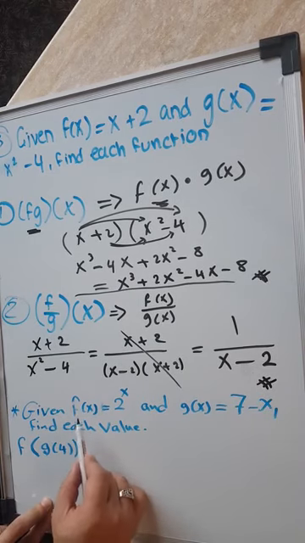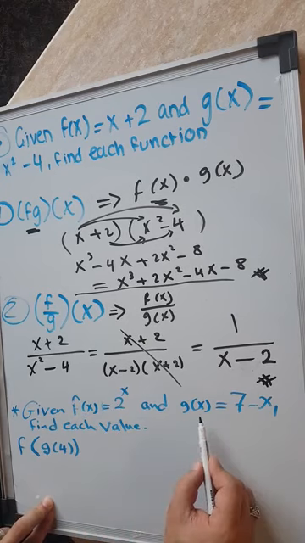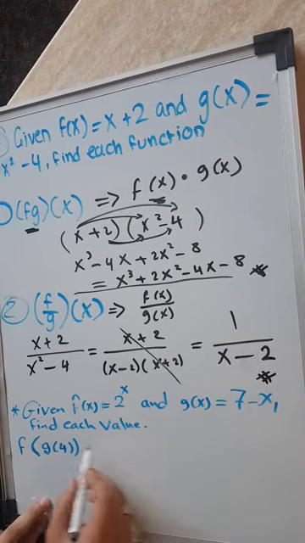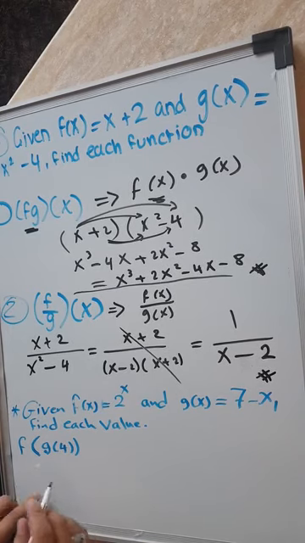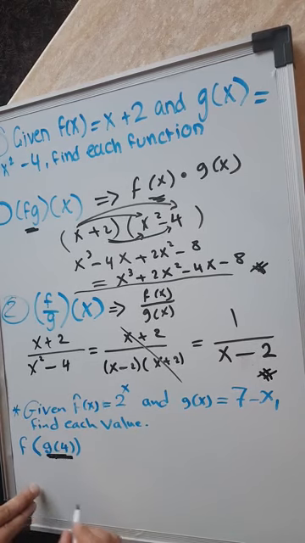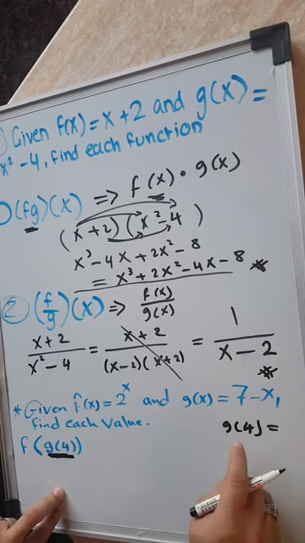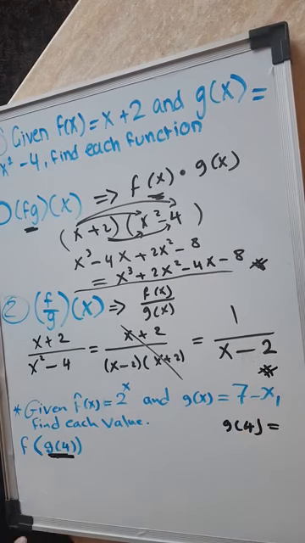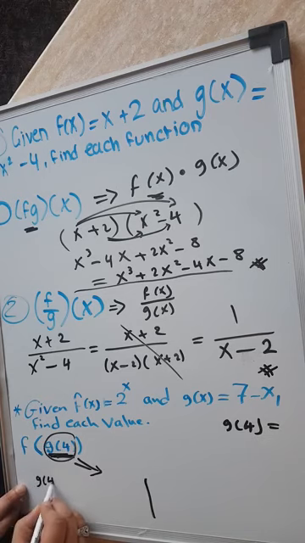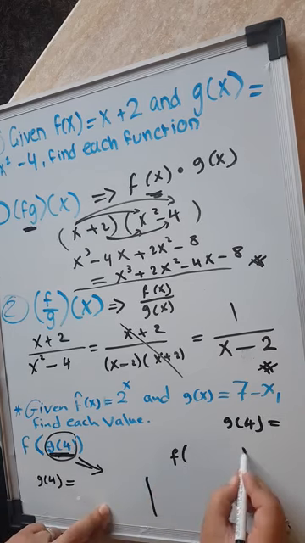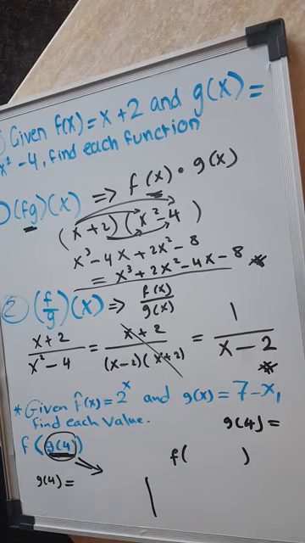Different idea. f of x equals 2 to the power x. g of x is 7 minus x. Find each value. f of g of 4, a composite function. A function inside another function. Here we have g of 4. When I say g of 4, it means that I will replace each x here by 4. So I will divide this into 2 steps. Step 1, I will take what's inside and do it first, g of 4. The second step will be f of what I have, the answer from here.